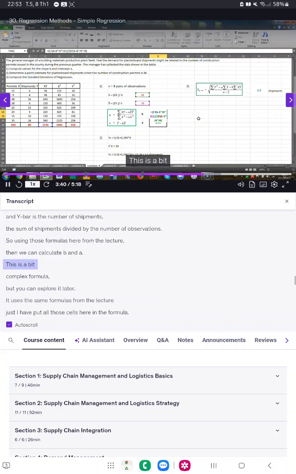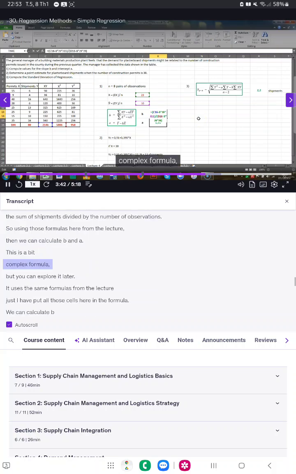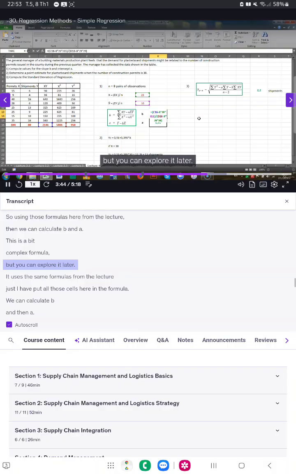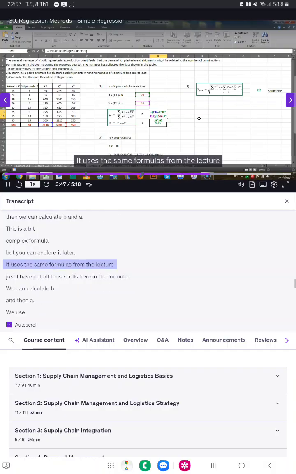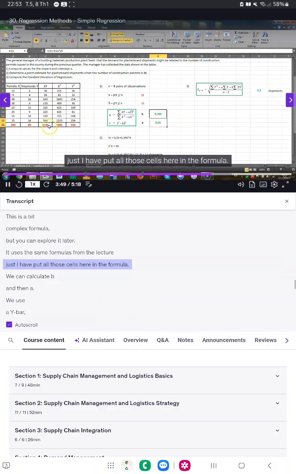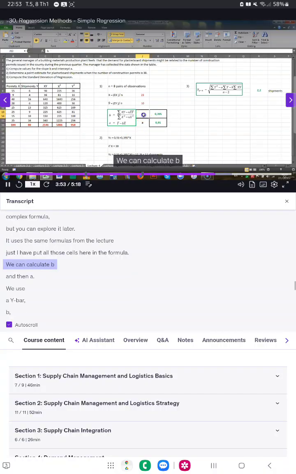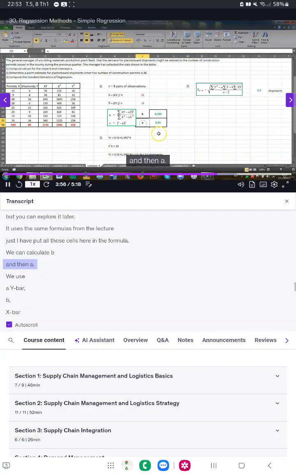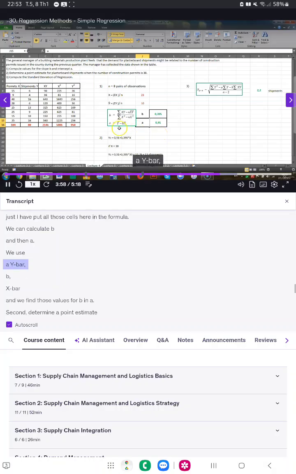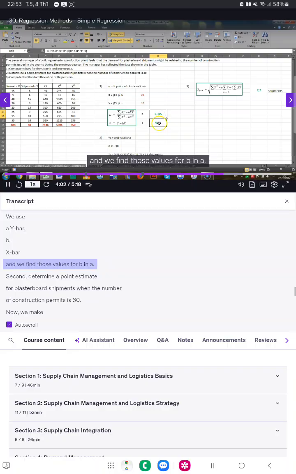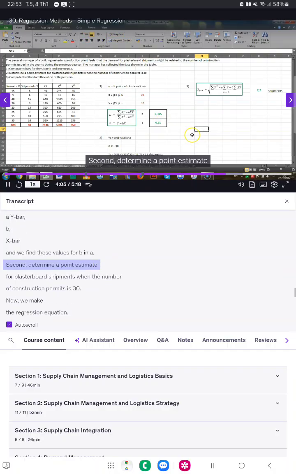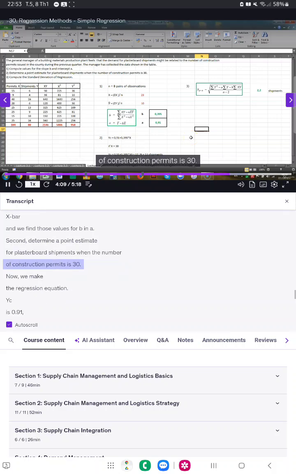This is a bit complex formula, but you can explore it later. It uses the same formulas from the lecture, just I have put all those cells here in the formula. We can calculate B and then A. We use Y bar, B, X bar, and we find those values for B and A. Second, determine a point estimate for plasterboard shipments when the number of construction permits is 30.